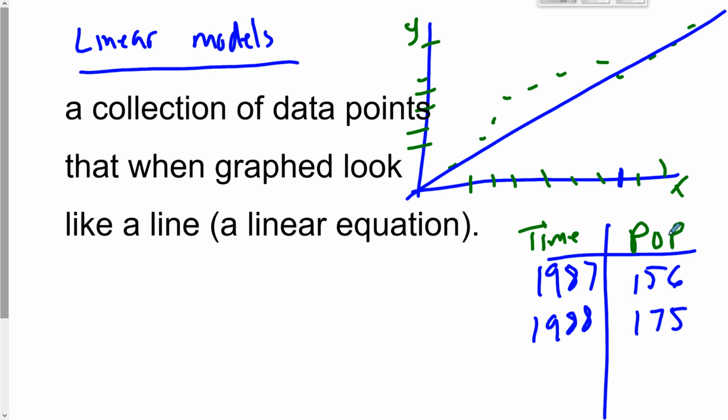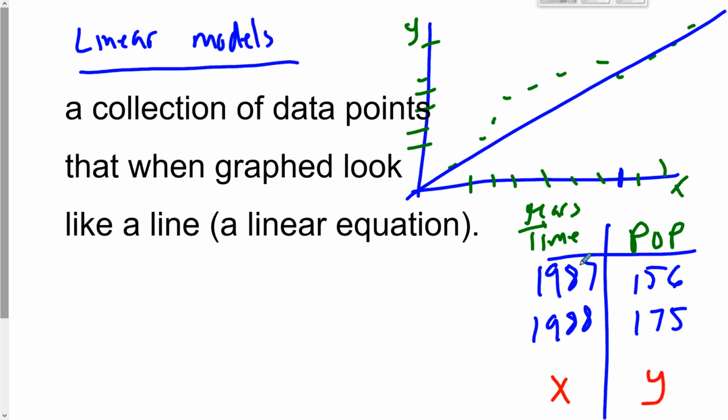Probably in millions. So in 1987, the population of the United States was 156 million. And in 1998 it was 175 million. They want us to come up with a linear model that represents the time, or the year, and the population. So it's time in years. So this would just be our x, and this would be our y.